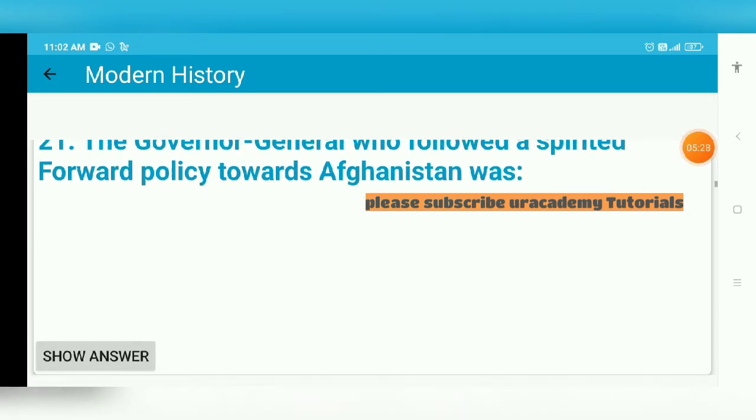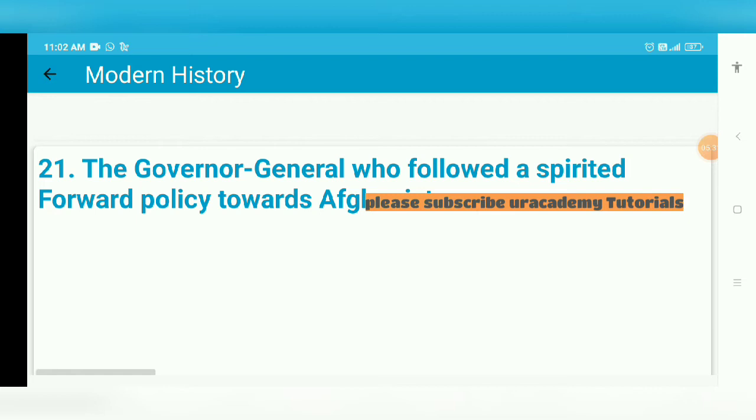Another important objective: the Governor General who followed the forward policy towards Afghanistan. The British followed a dual policy against Afghanistan. One policy was to remain away from Afghanistan and not interfere in its politics. Another policy was the forward policy, whose belief was that we have to take Afghanistan and interfere with its politics. That's why it was known as forward: looking forward and interfering in the politics of Afghanistan.